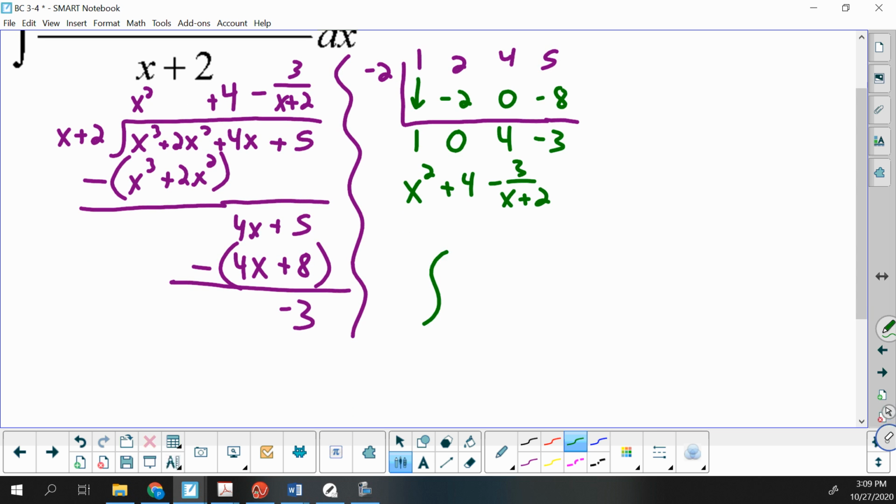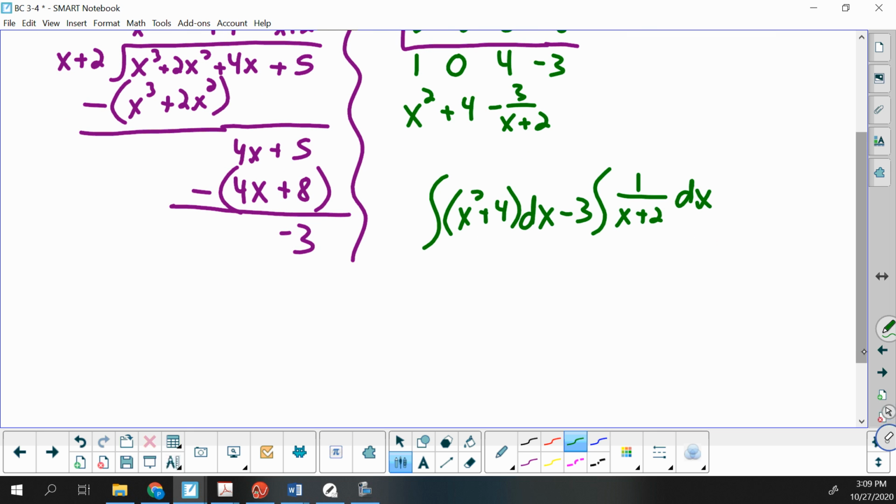So we're going to have the integral, and we're going to write them separate because we're going to have to do some u substitution for the second part. That part's going to be easy. And then we'll have minus the integral, and I'm going to put the 3 out here too so we don't have to worry about it, of 1 over x plus 2 dx. Okay, you could have left the 3 on top if you wanted. So let's work with the second integral. We'll come back to the first one because that's going to be easy.